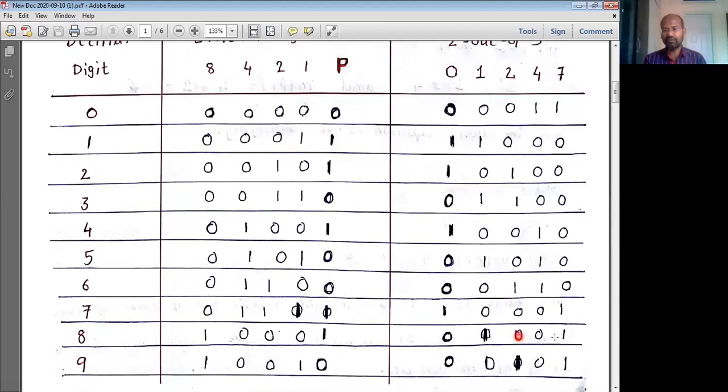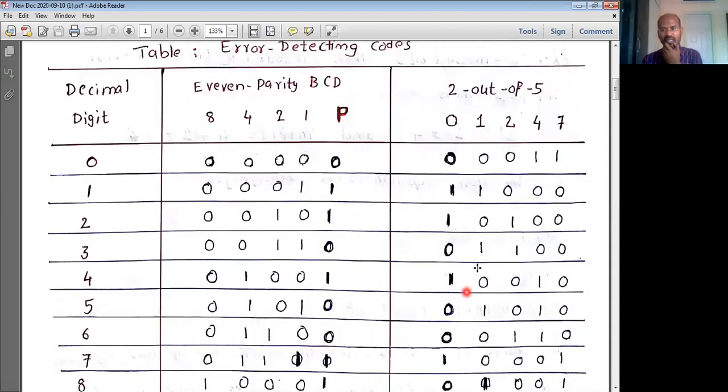We already have 2 ones, so we add 0 here. That's how the 2 out of 5 code is formed. Now, you may use either even parity BCD or 2 out of 5 code or the other types of error detecting codes. Let's see how error detection takes place at the receiving end.